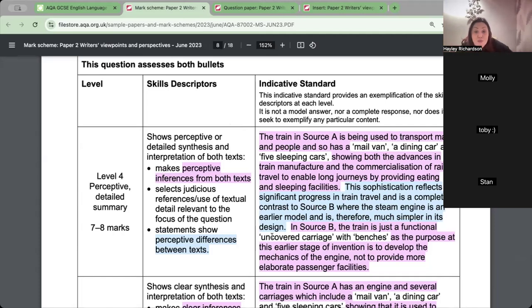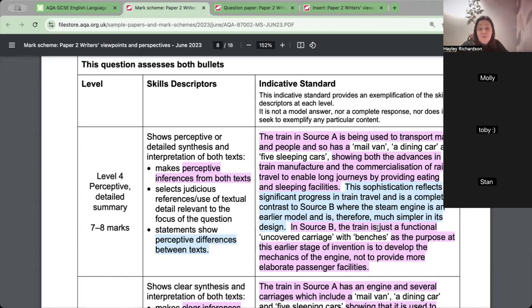Don't just chuck in any old quote just because you've got to get a quote in there. But not only that, they've also embedded them in the sentence. So just a reminder, to embed quotes is to put them in a sentence so that if you took away the speech marks, you wouldn't be able to tell where the quote is and where the sentence is. So, for example, if you took away these quotes, you'd have, in source B, the train is just a functional uncovered carriage with benches as the purpose at this early stage of invention, and so on. It would read just normally, wouldn't it? So the fact they've done that, you get extra marks for.